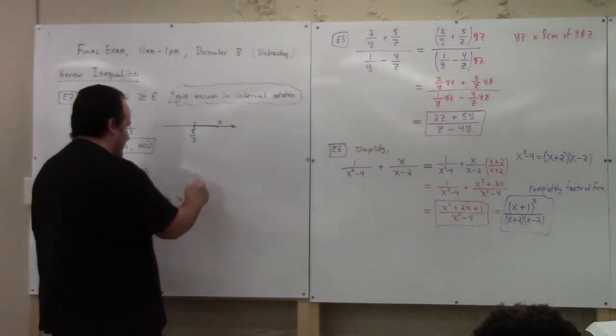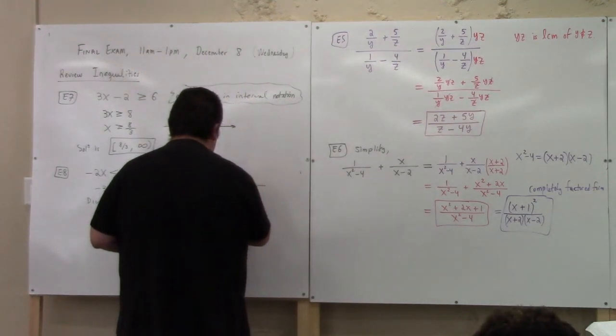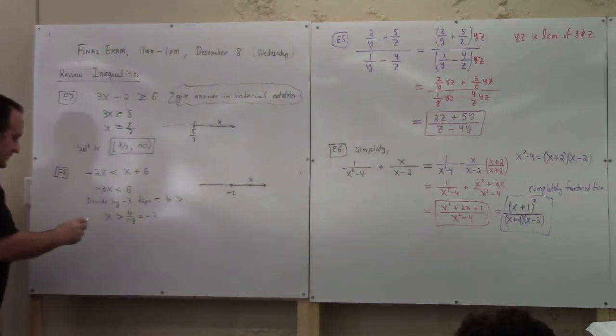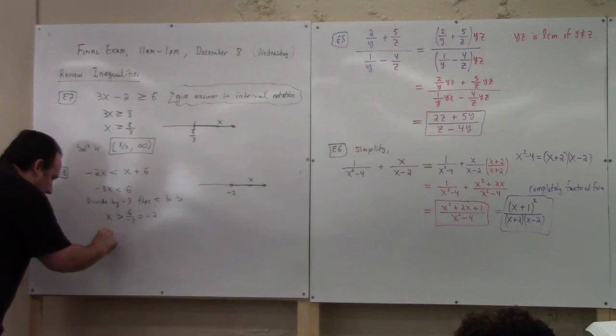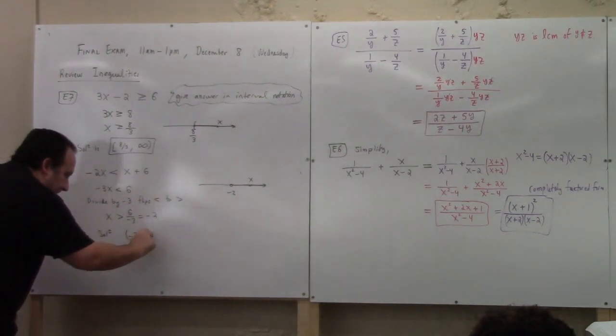If I draw a number line to think about it, I've got minus 2, and x is greater than that, right? So it's like this. What's the interval? So the solution is minus 2, not included, to infinity.